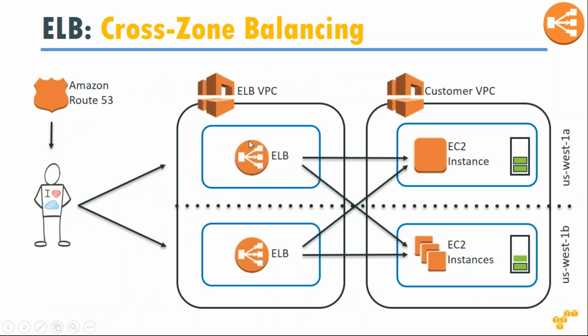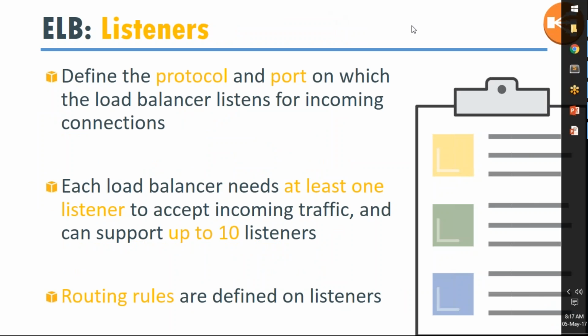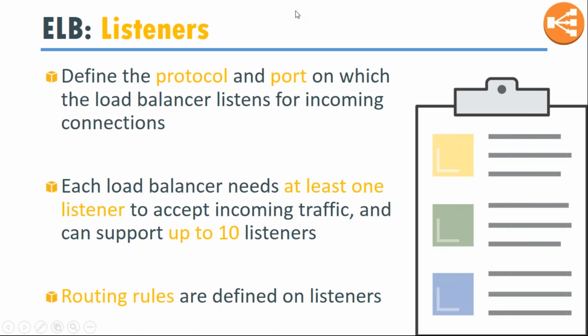See, here I have an ELB and here I have an EC2 instance. These two are mapped. But for what incoming request I should be listening to, what port I should be listening to from the external world, that is where listeners come into the picture. So listeners are nothing but the protocol and port that the load balancer listens on for incoming connections. You can have multiple listeners configured for each of your load balancers, up to a limit of 10 listeners. And you can also have routing rules configured.